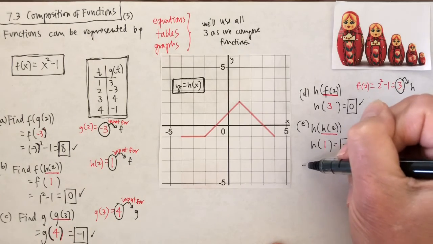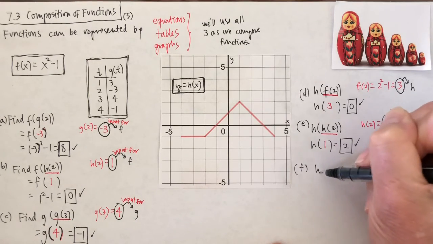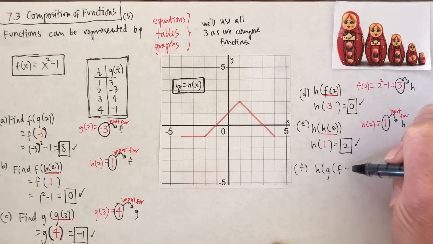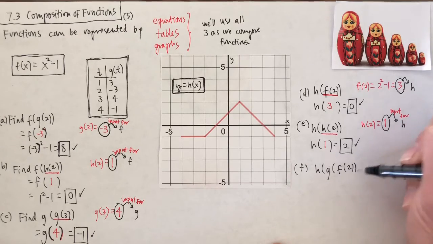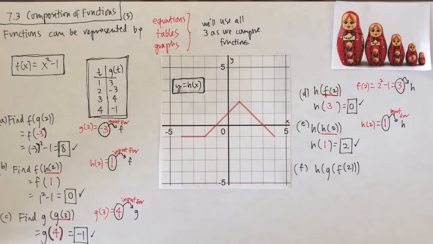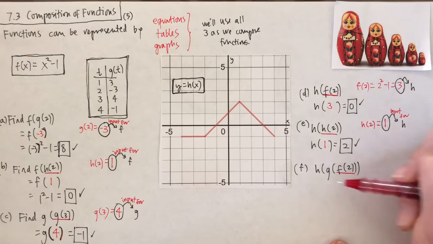All right, let's compose all three. Let's find h of g of f of 2. So you can do this. You can compose as many functions as you want together. But we start on the inside and we work outside.